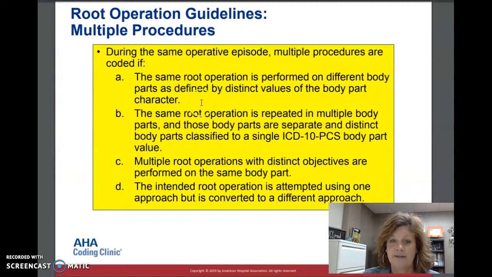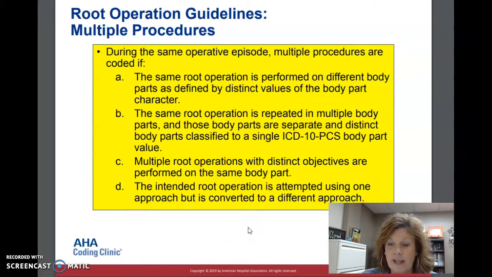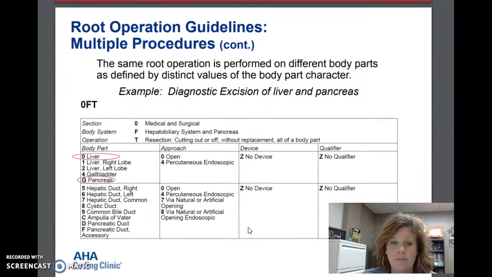Okay, so guidelines. All right, I'm not going to go through all the guidelines. My point here is to show you how to code, and again, just go through the roots. So again, read through these guidelines. These are important. You do have an exam over the guidelines coming up.